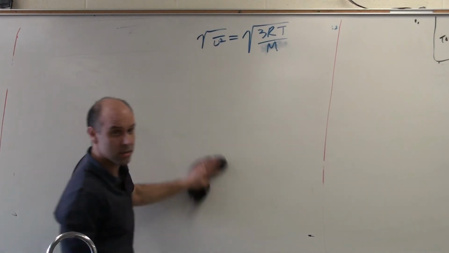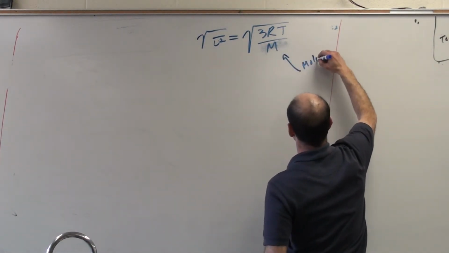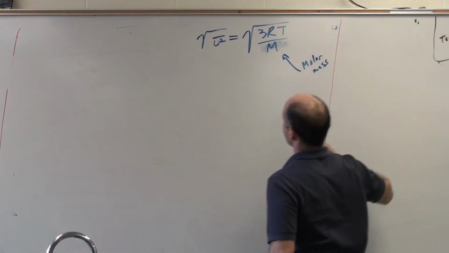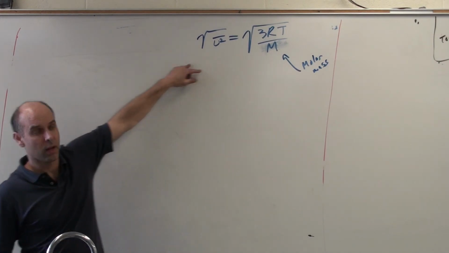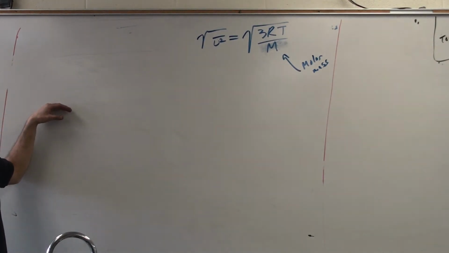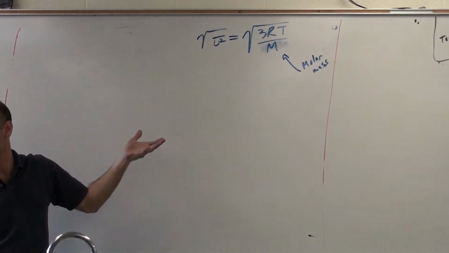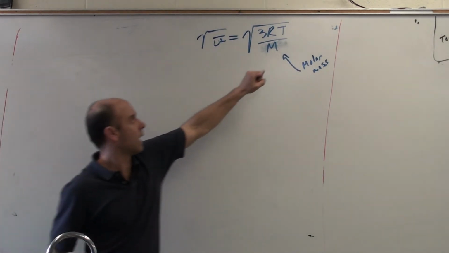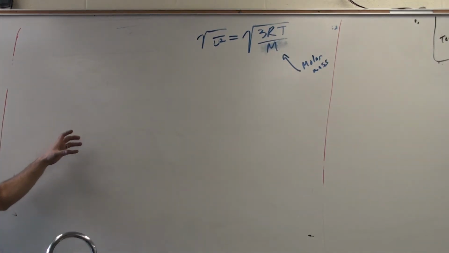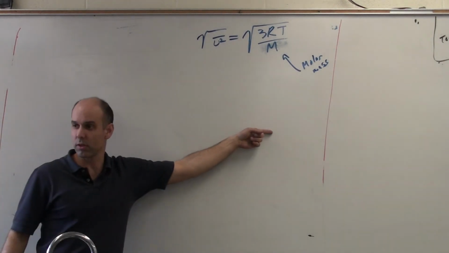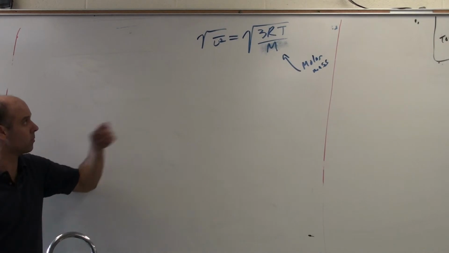M is the molar mass. So basically, you're saying the root mean squared, or how fast something is going to diffuse, is going to depend on its mass. How big is it? How heavy is it? And it's going to depend on its temperature. Because if it's got a big temperature, it's going to bounce around that tube and get to the other end a lot quicker. If it's got a low temperature, it's going to bounce around slower.